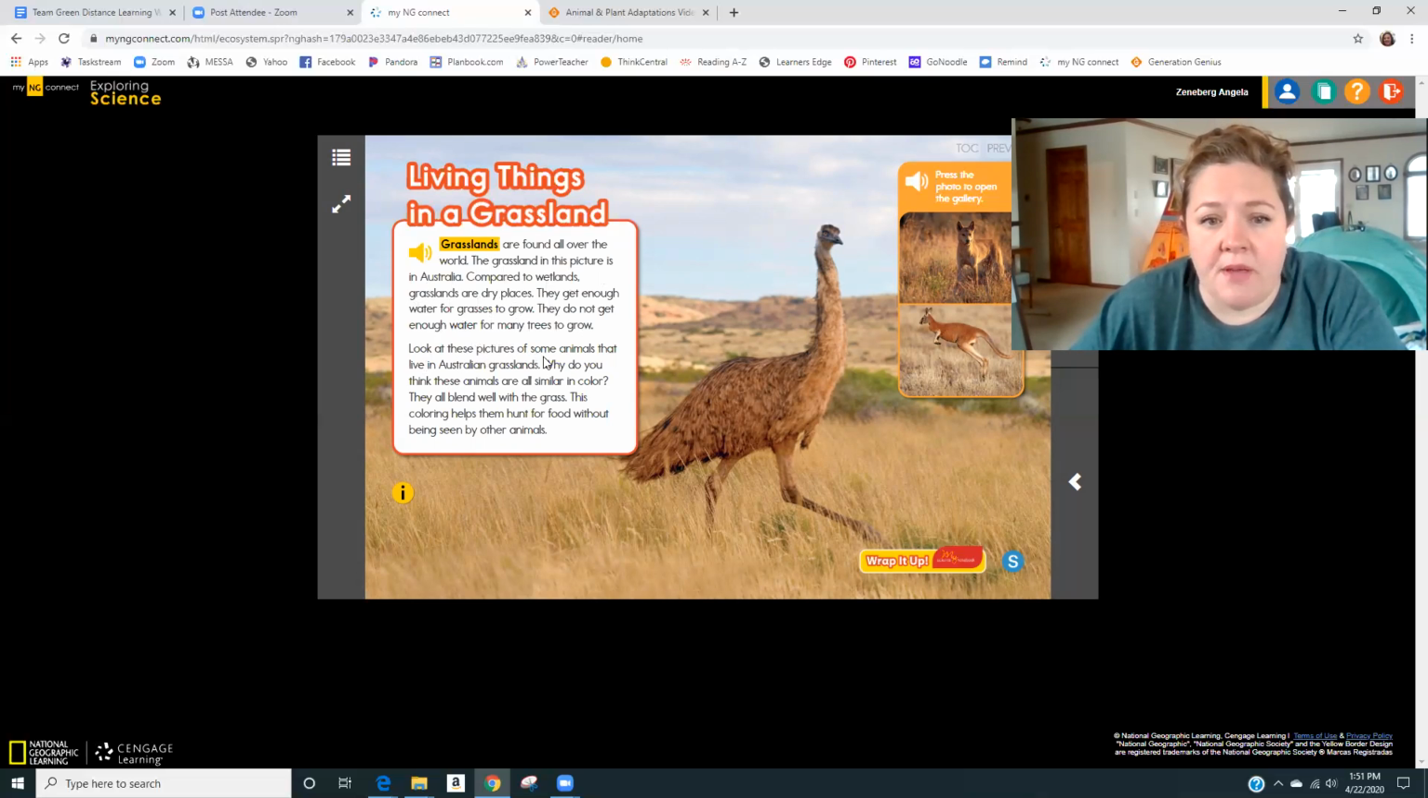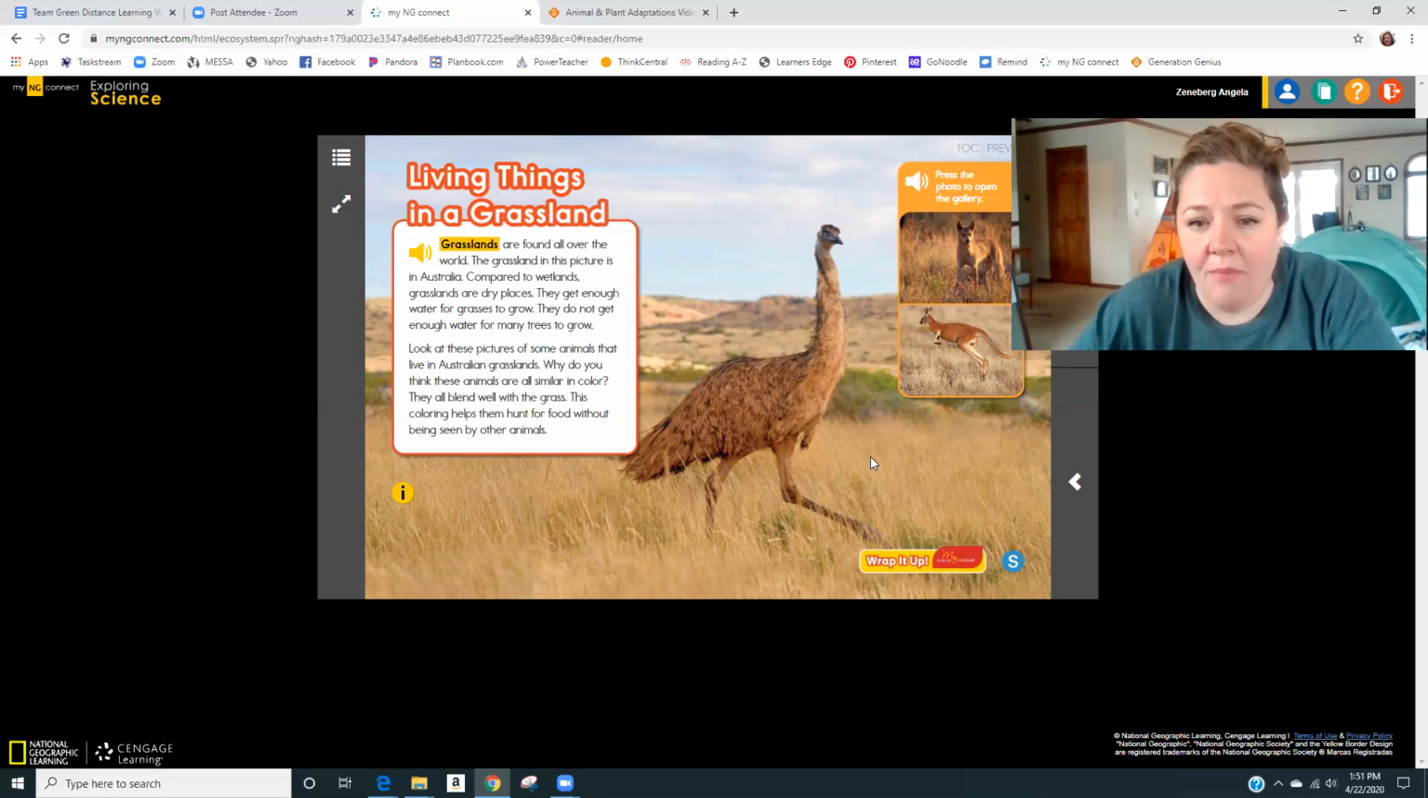Look at these pictures of some animals that live in Australian grasslands. Why do you think these animals are all similar in color? They all blend well with the grass. This coloring helps them hunt for food without being seen by other animals. You kind of notice not only are they the same color as the grass, but they're also the same color as the non-living things in the background here too, the soil and the rocks. This camouflage helps them not to be seen.